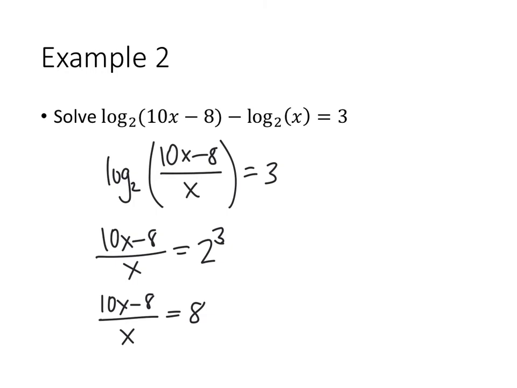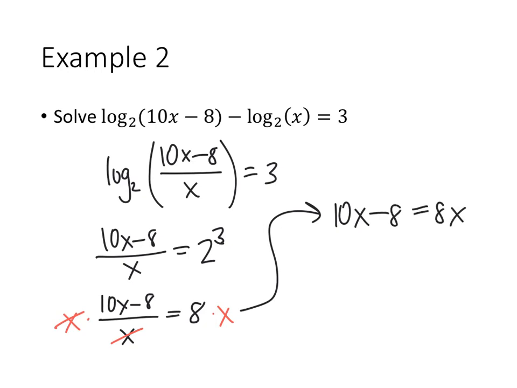First of all, we see a big ugly fraction that we don't like, so we can deal with that by multiplying both sides by x. On the left-hand side, the x's will divide out. And so we get 10x minus 8 equals 8x. Things are looking nicer now.